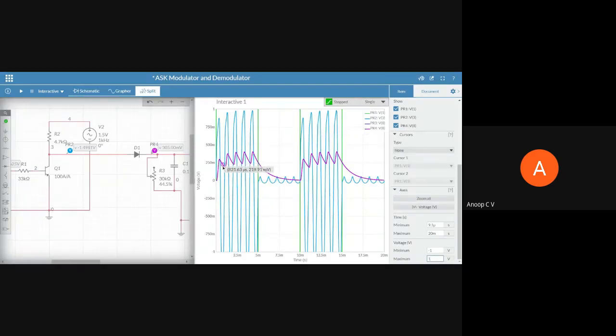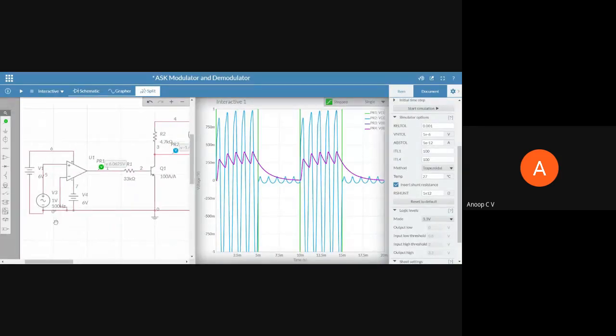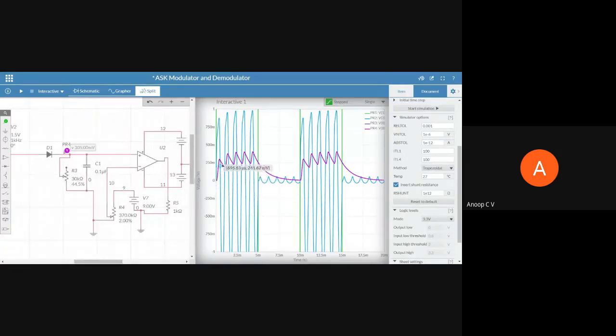How can we convert this into a square waveform? Any suggestion? Of course, we are using the comparator, just like how we used a comparator to convert a sinusoid into a square wave. Can we use a comparator to convert this into a square wave? Can anyone suggest how it can be done?